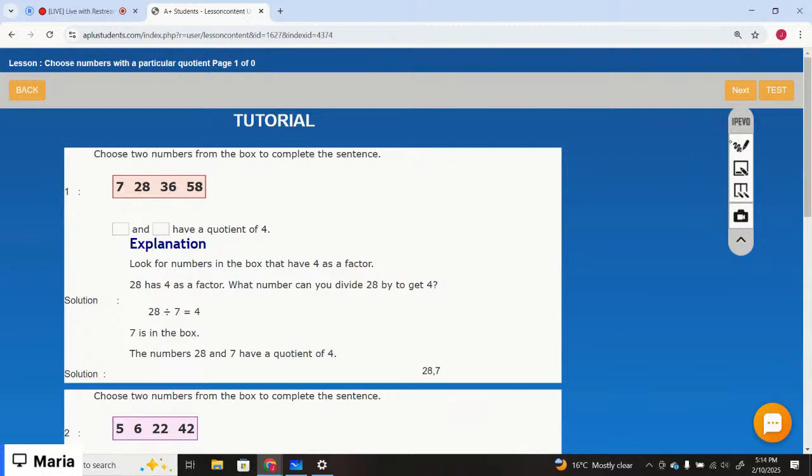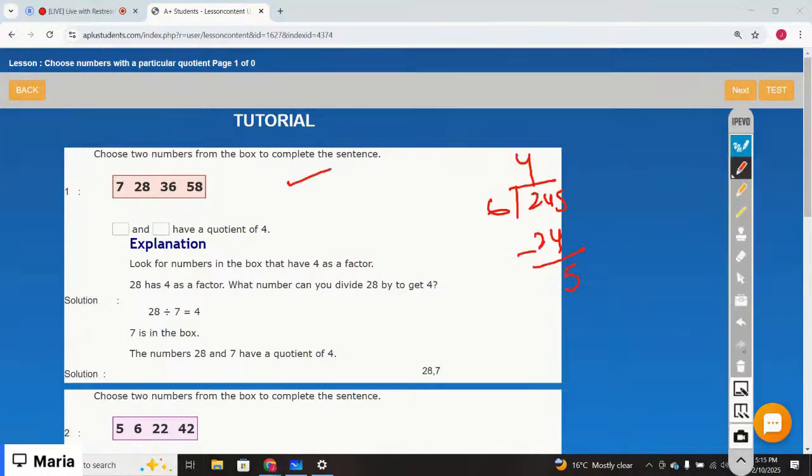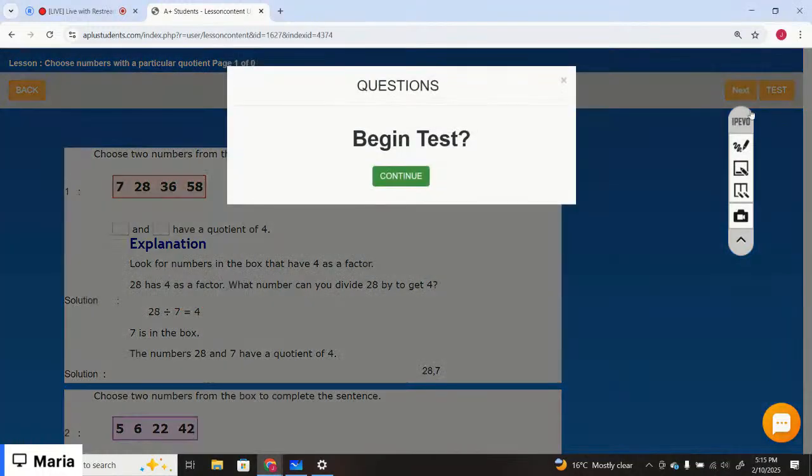So you have to see which two numbers, when divided, make 4. The quotient is 4. So 28 divided by 7 is 4. See, when you divide 28 by 7, the quotient is 4. Let's just start with the test questions.